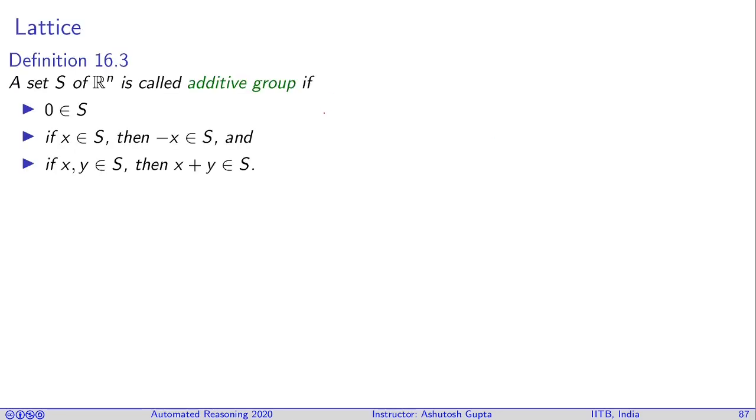First, let me define a concept called additive group. What is an additive group? It has an origin, it has a 0 point. If a vector is in there, then its negation must also be there. If two vectors are there, their sum must also be there.